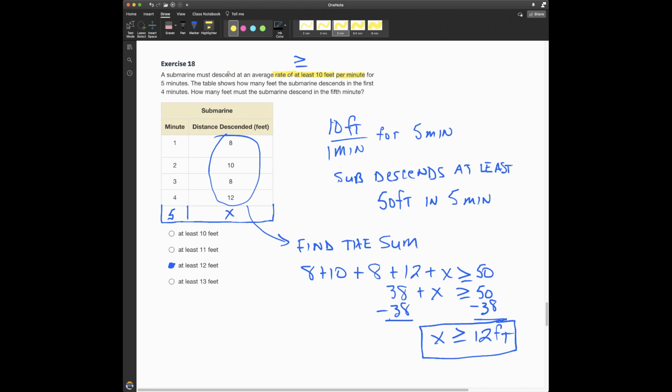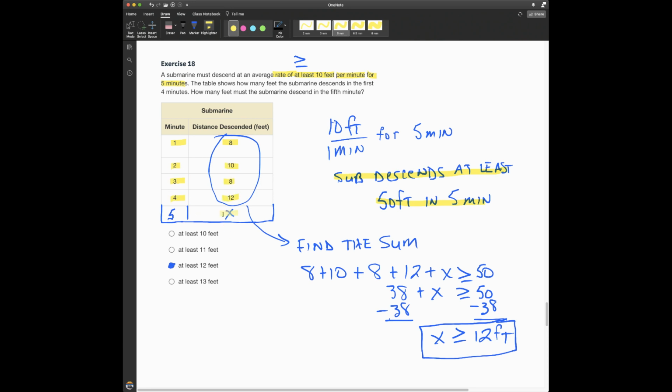Number 18. A submarine must descend at an average rate of at least, and here at least means greater than or equal to, 10 feet per minute for 5 minutes. So that means the sub must descend at least 50 feet in 5 minutes. Each minute shows how far the sub has descended.